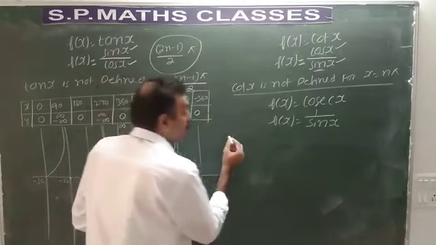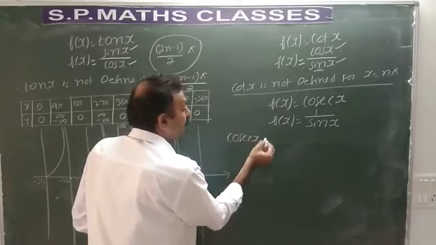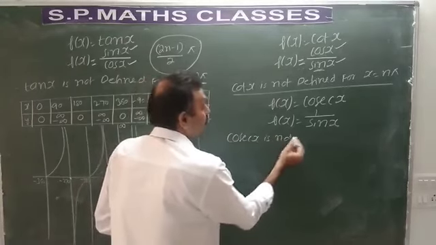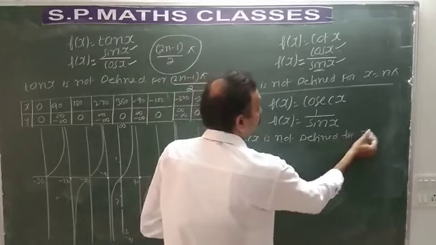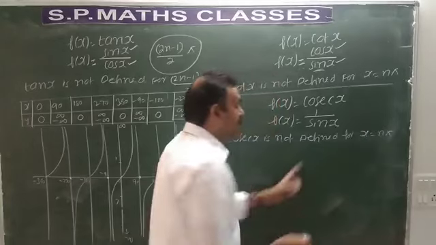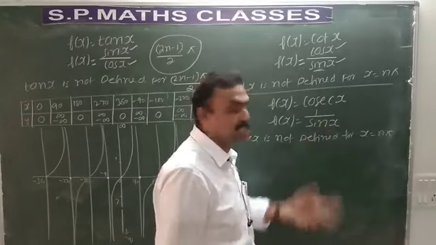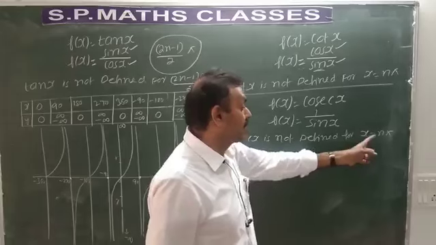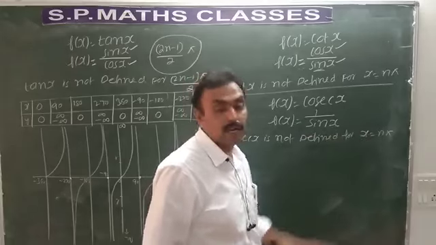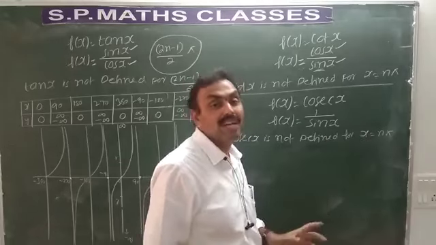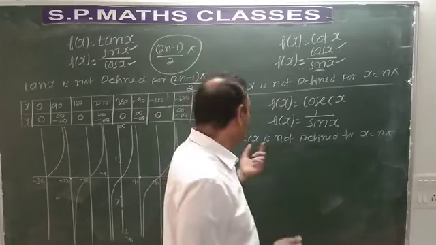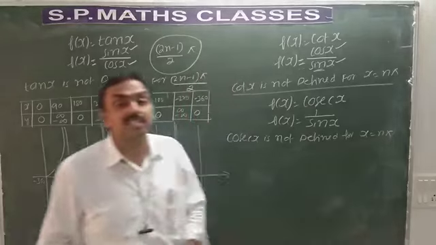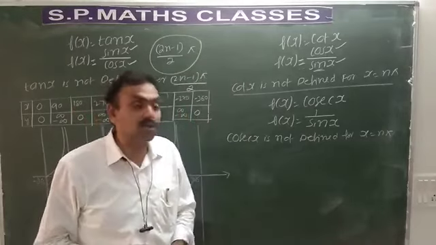But remember, cosec x is not defined for x equal to n pi. See, when the denominator becomes 0, 1 by 0 is not defined. So for x equal to n pi, sin x becomes 0 for x equal to 0, 180, 360 and so on. So we conclude that cosecant x is continuous except for x equal to n pi.